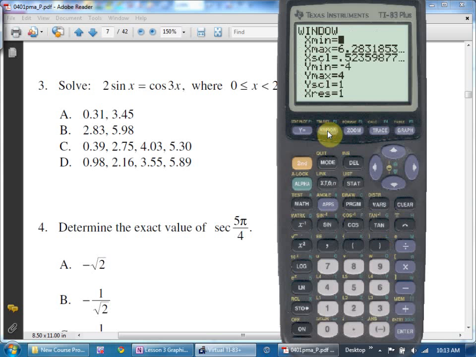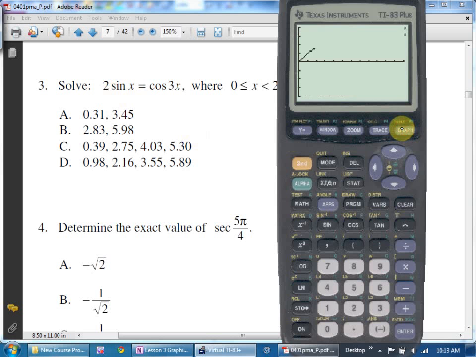And what's my amplitude here? So you know what? Negative 4 to 4 will work. I'm in a rush because I'm writing a test. I'm going to hit graph. There's 2 sine x. There's cos 3x. Anybody not getting it? Sorry, I should ask. We okay? Left side, right side. Y1 is this. Y2 is that. What you're saying is where these are equal is where they'll cross on a graph.